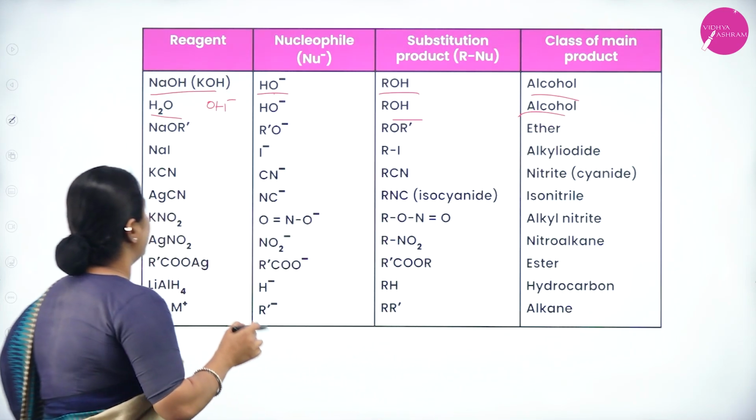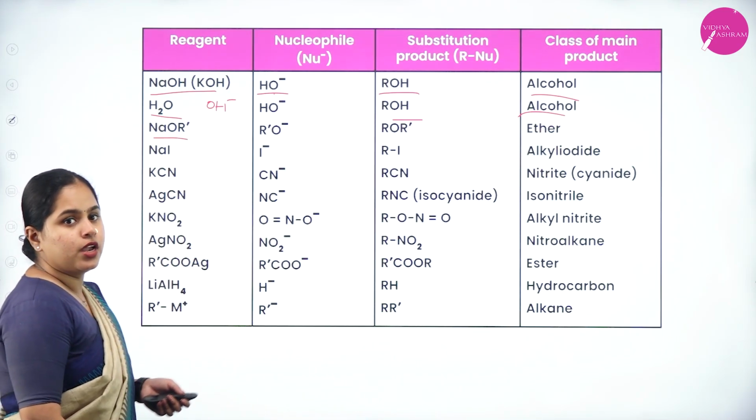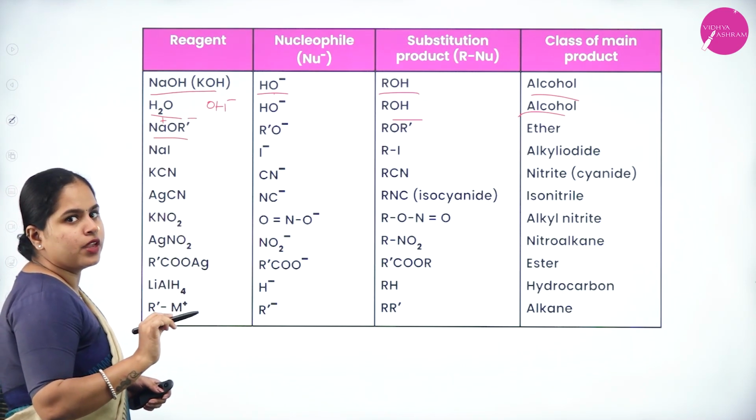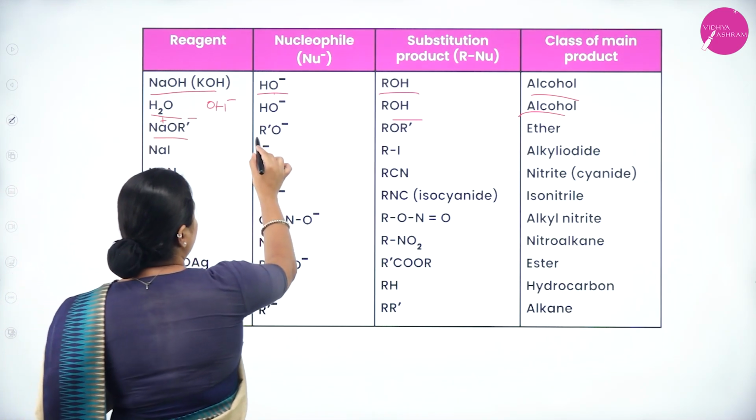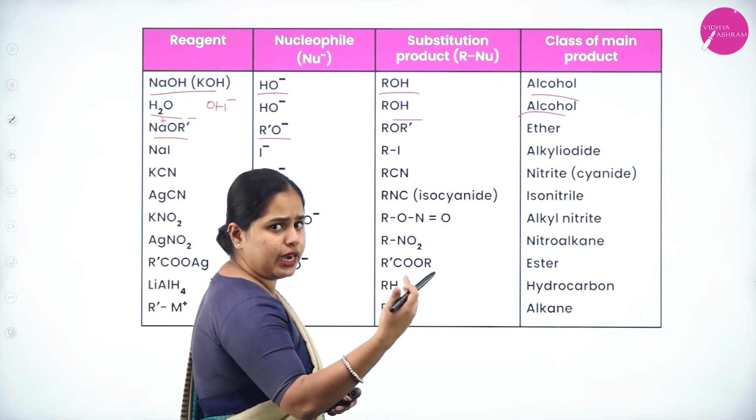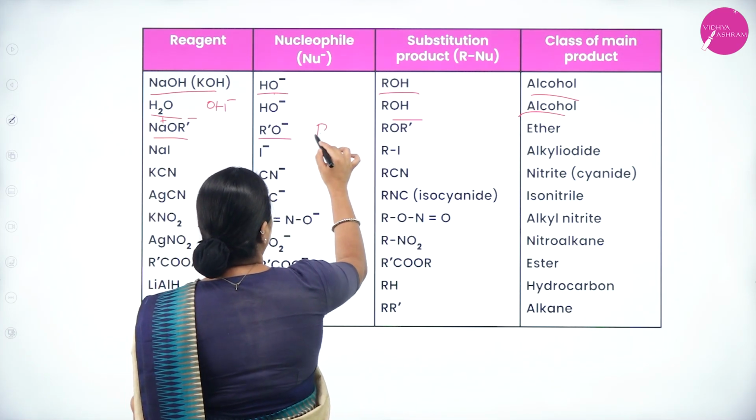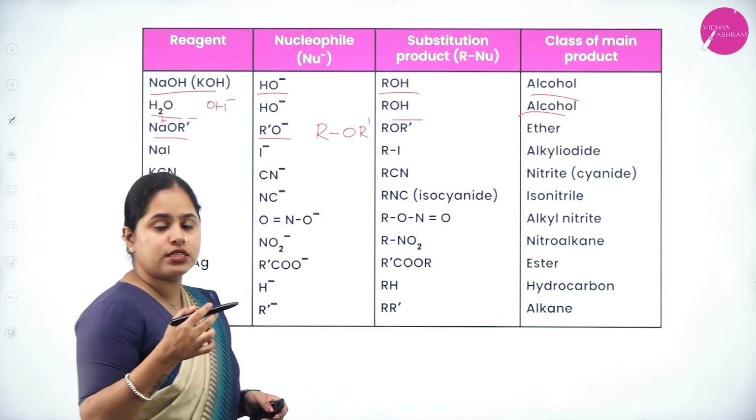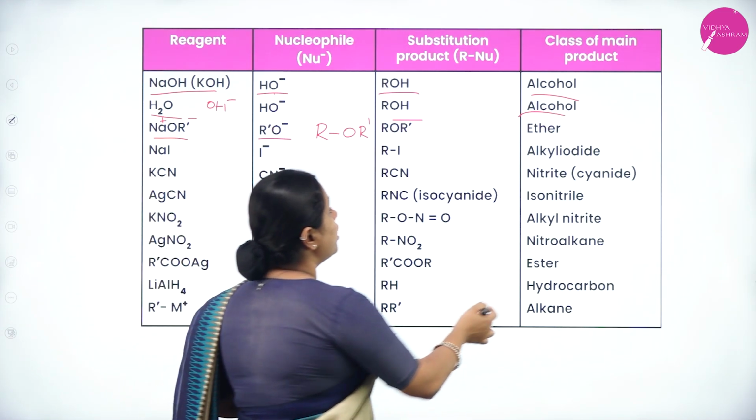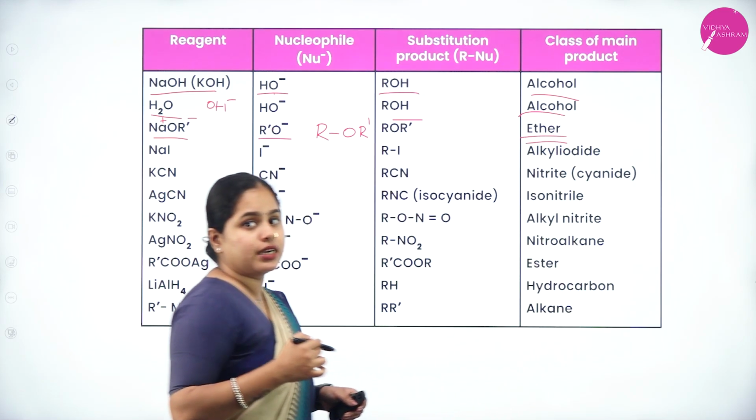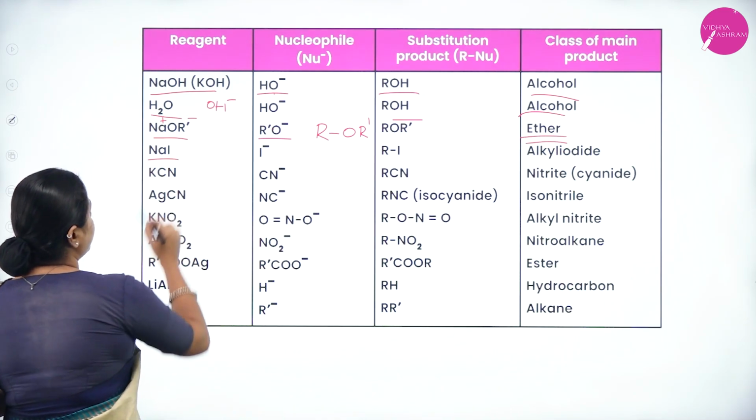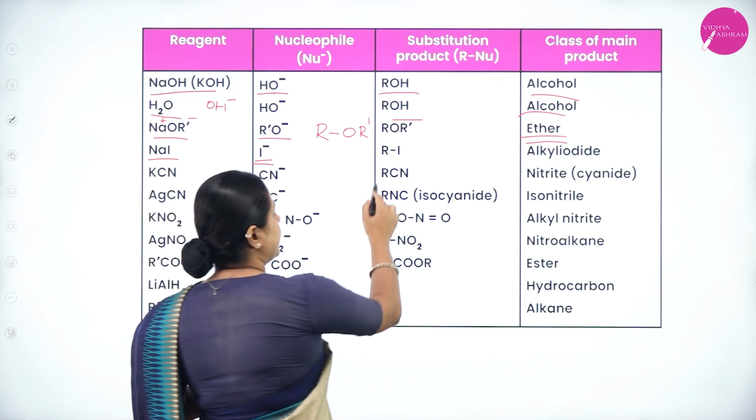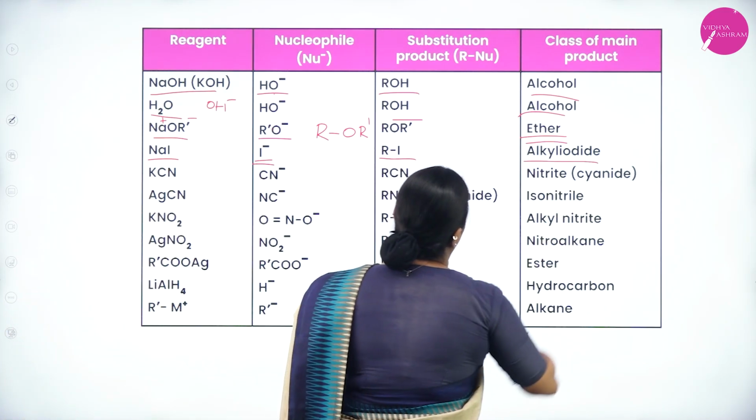The next one is NaOR'. Here Na plus is the positive part, and OR' minus is the negative part, that is your nucleophile. This will get attached to the alkyl group, so you will get ROR'. What is this general formula for? It is for ether, right? It is not ester, it is ether. Next one, sodium iodide, where the nucleophile is I minus. So you will get alkyl iodide.